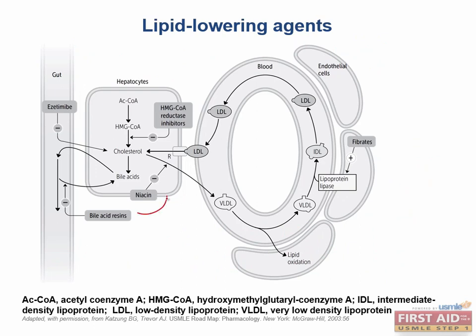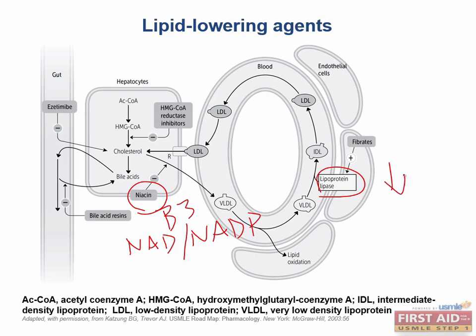Right here we have niacin. Niacin, or nicotinic acid, is a complex B3 vitamin that is converted into NAD or NADP. It directly inhibits lipoprotein lipase. This leads to a decrease in the amount of circulating triglycerides. Why? Well, because if you can't liberate triglycerides because you're inhibiting lipoprotein lipase, there's going to be less of them around. In hepatocytes, niacin also inhibits the synthesis of fatty acids.